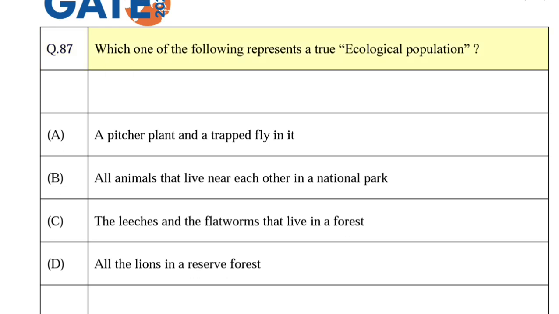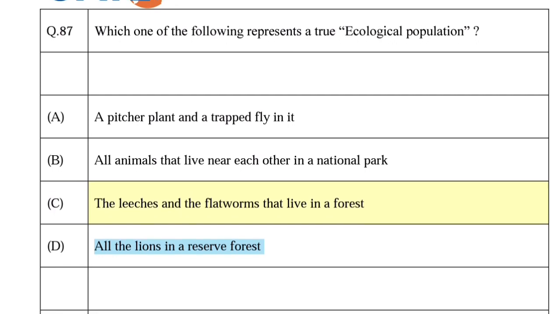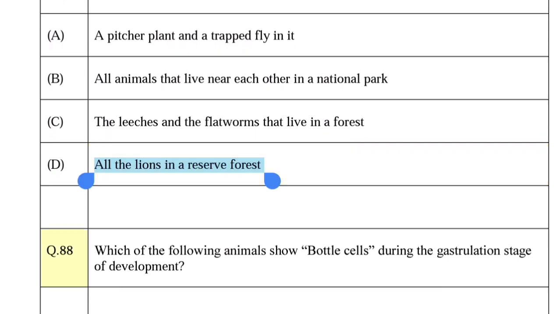Q.87. Which one of the following represents a true ecological population? A. A pitcher plant and a trapped fly in it. B. All animals that live near each other in a national park. C. The leeches and the flatworms that live in a forest. D. All the lions in a reserve forest.